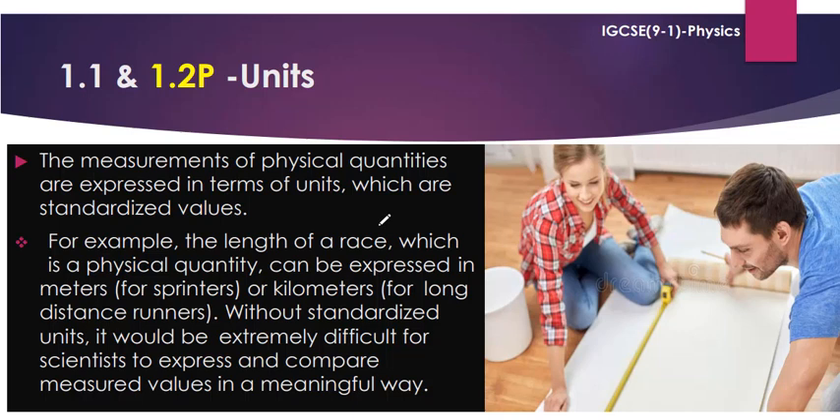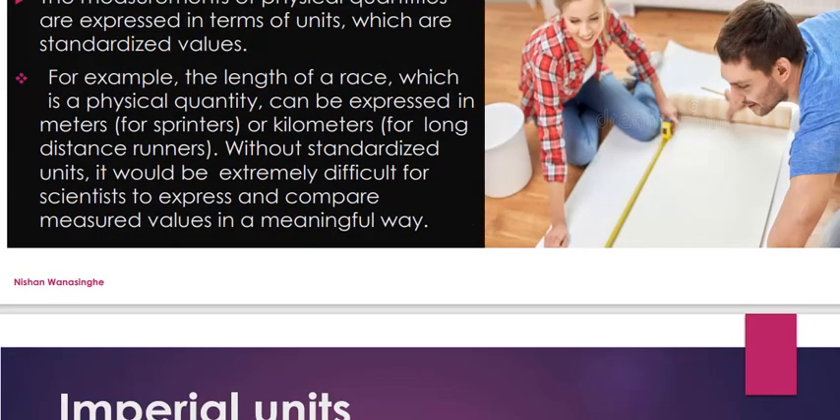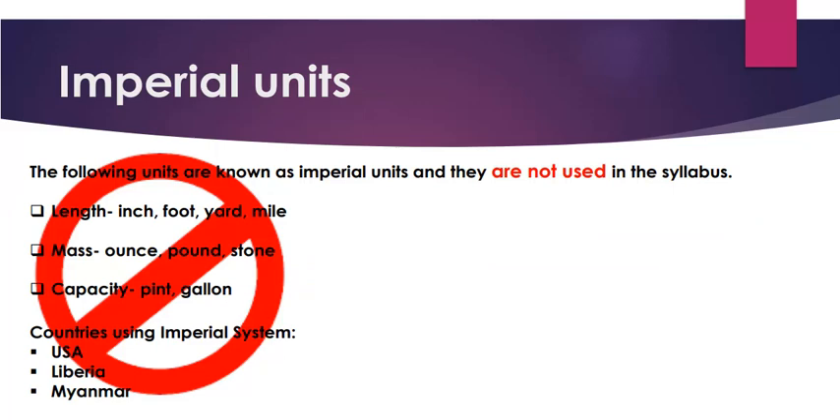For example, the length of a race, which is a physical quantity, can be expressed in meters or kilometers. Without standardized units, it would be extremely difficult. Previously there were various different units. Some of them we call imperial units. These units are not used in the syllabus. For example, we still use inch, foot, yard, mile, but in this Edexcel IGCSE syllabus we don't use this type of units.